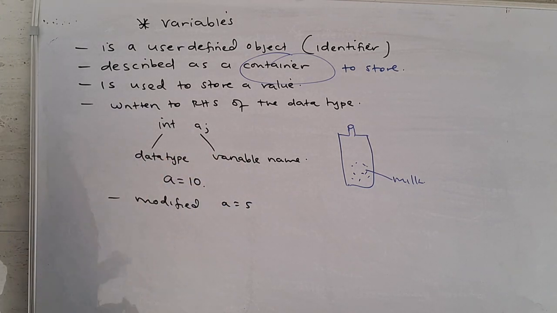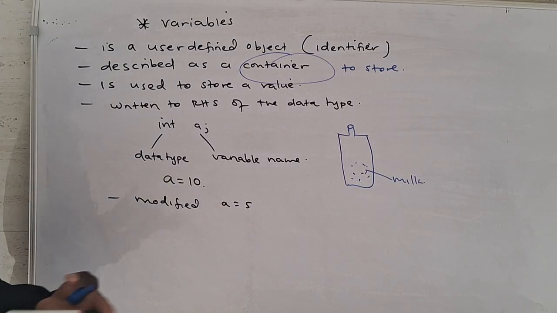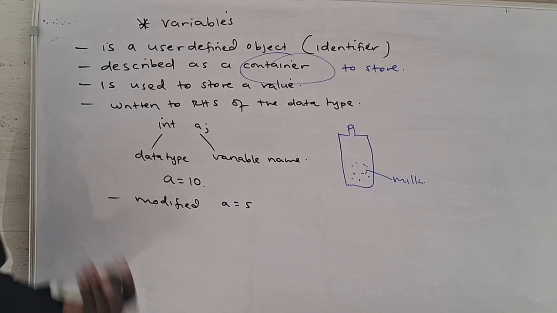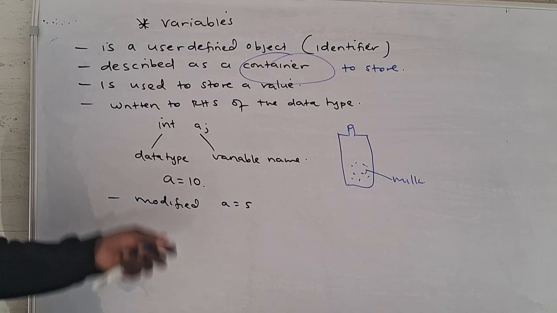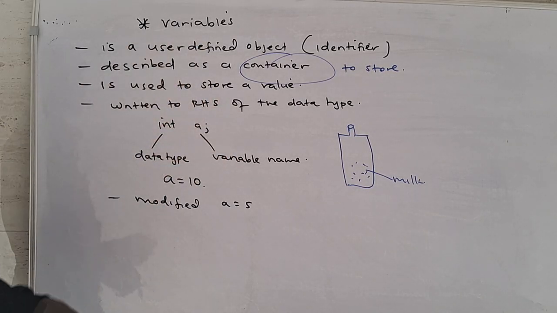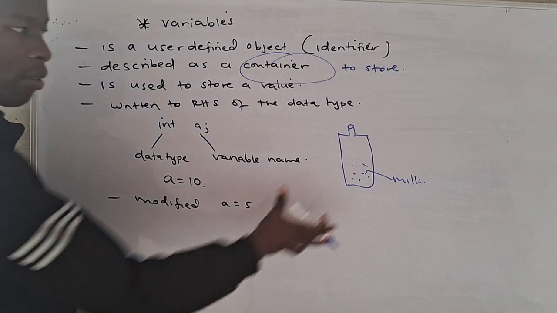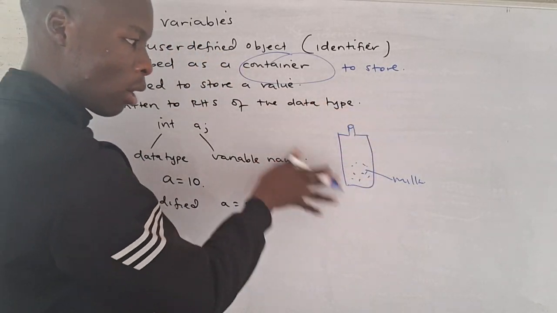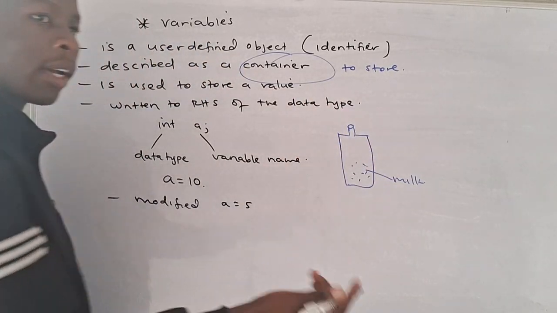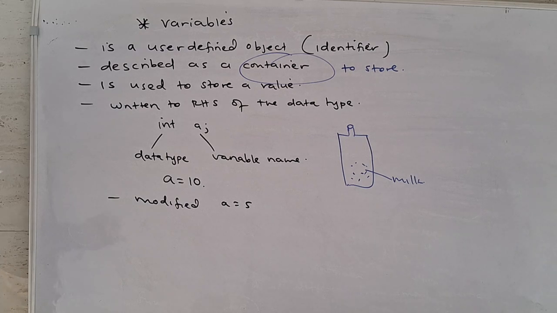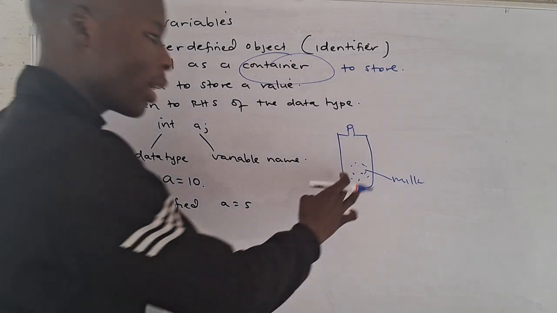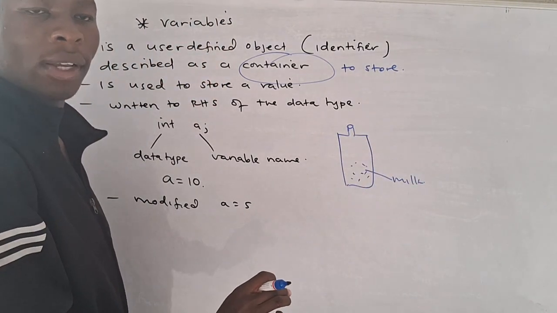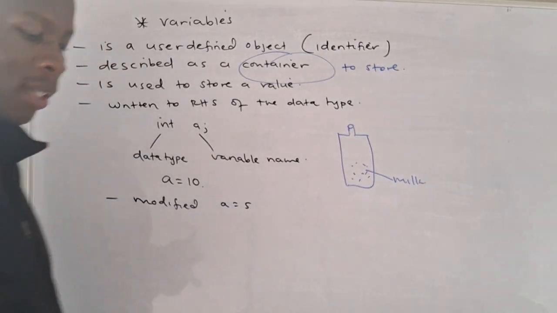Suppose initially a is equal to 10. At the end of the program, you can find out the value of a is 5. The value of a can be any number. It simply means what is stored inside a variable can be changed. You can modify the value of a variable. This is a very good example. A variable is a container. If you have a container, you can place milk inside it, then remove the milk and put water. So you can modify what is stored inside a variable.